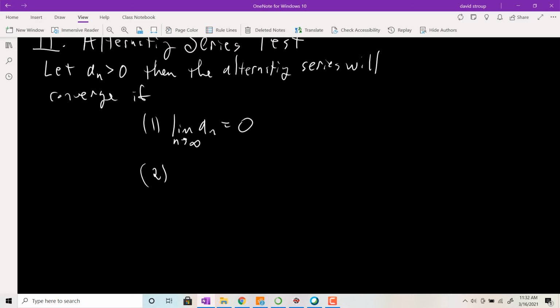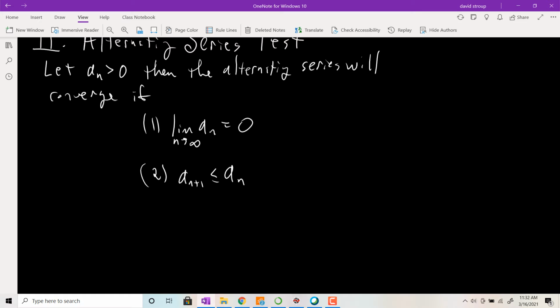In particular, they have to be non-increasing, okay? In other words, decreasing. So you have to show that a sub n plus 1 is less than or equal to a sub n. It's better if you could show it's less than, but less than or equal to will do the job.